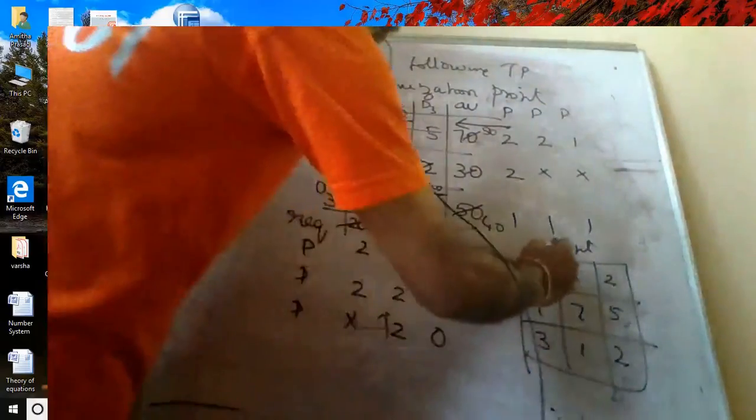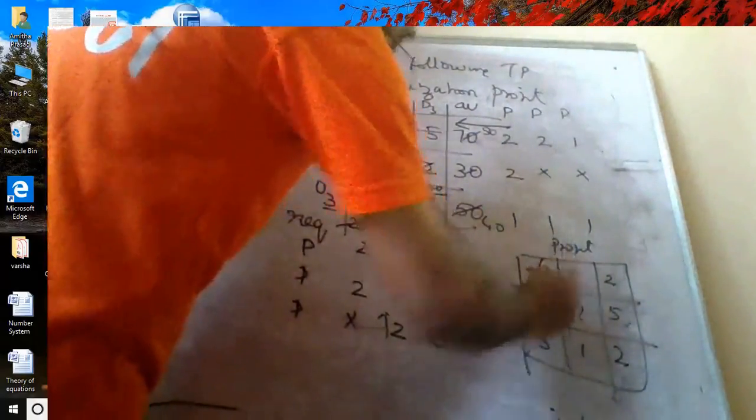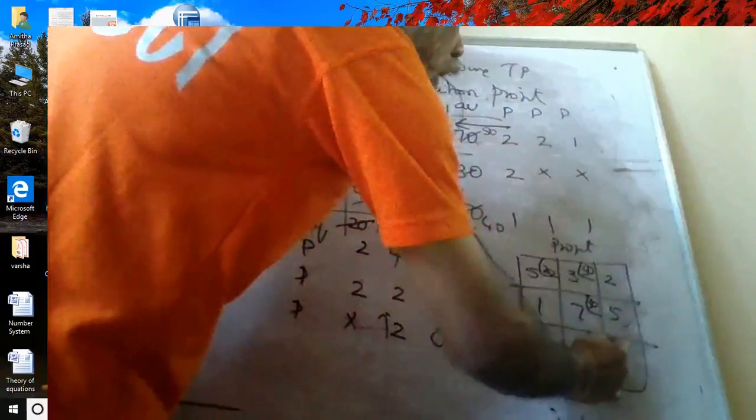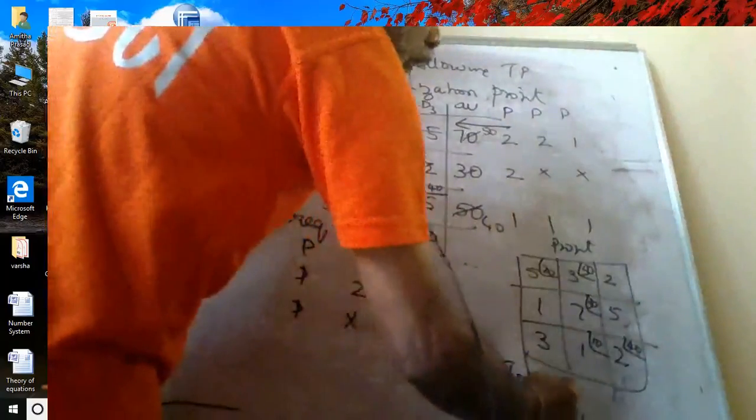So here you should put 20. This here 50. This is 30. This is 10. This is 40. Okay, so total profit is this.